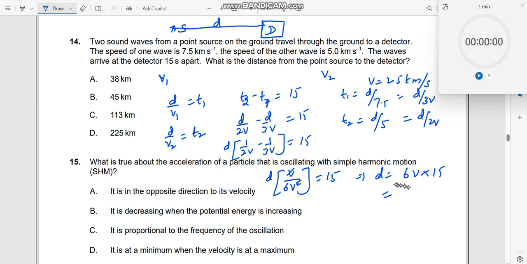Everything is in kilometers. I am not going to convert everything because the options are in kilometers. So it should be 6 multiplied by v. We already said v is 2.5 kilometers per second, multiplied by 15 seconds. When I do this, what do I get? 6 into 2.5 would be 15, and 15 into 15 is 225 kilometers. Thus the right answer is D. Okay, let us move on to the next question.